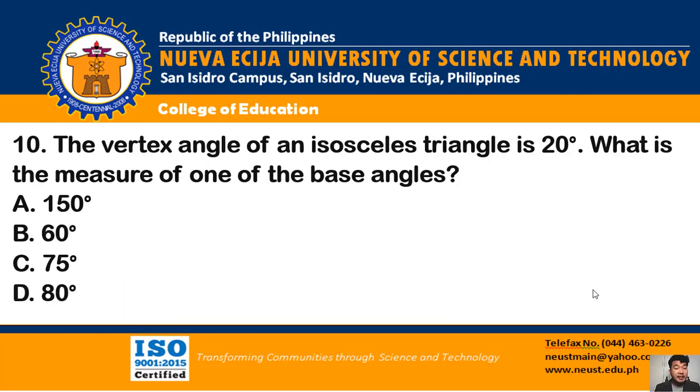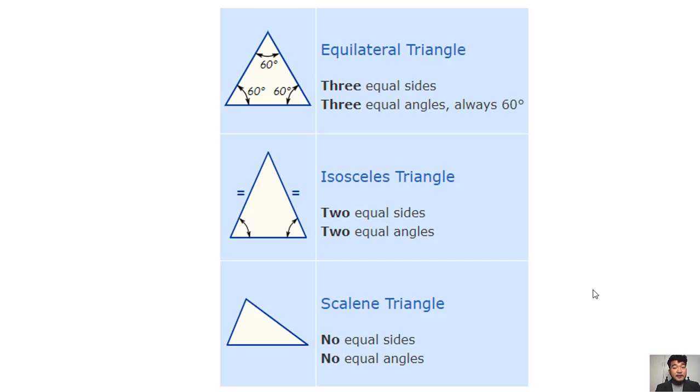Number 10. The vertex angle of an isosceles triangle is 20 degrees. What is the measure of one of the base angles? Alright. So given the vertex angle of an isosceles triangle, let us first define what an isosceles triangle is. An isosceles triangle is a triangle with two equal sides so that the two angles are also equal.